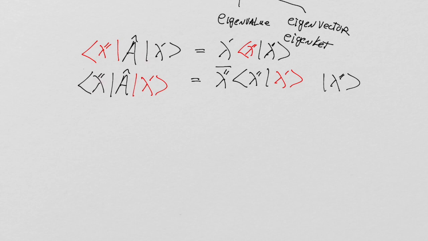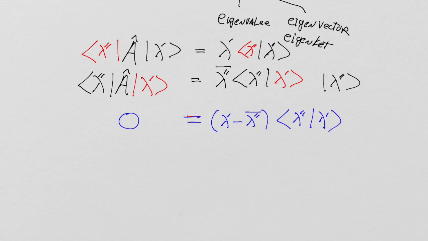So I'm going to subtract the bottom from the top. I'll do this in blue. On the left side we get 0, and on the right side we get lambda prime minus lambda double prime conjugate, times the inner product of lambda double prime, lambda prime. So this is the critical equation. It teaches us two really, really important things.